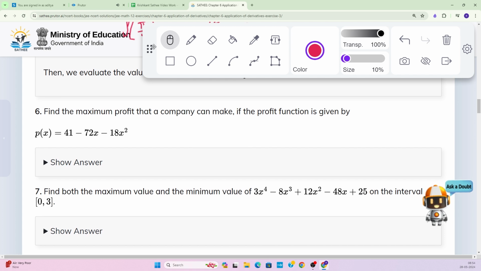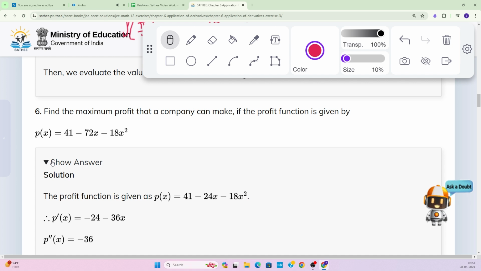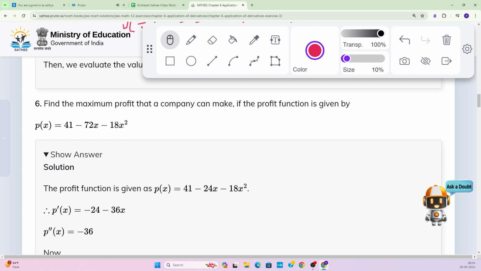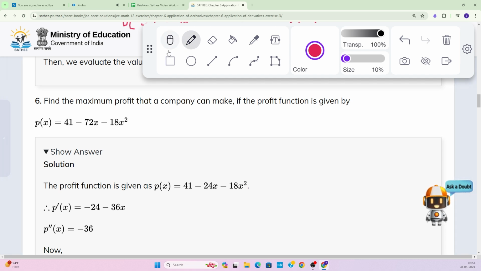Now, sixth problem. Find the maximum profit that a company can make if the profit function is given by this expression. First of all, find the derivative. Obviously, we want to find the maximum profit, which means we have to apply our application of derivatives theory. Find the first derivative. You will get minus 72, not this 24. It will be minus 72.